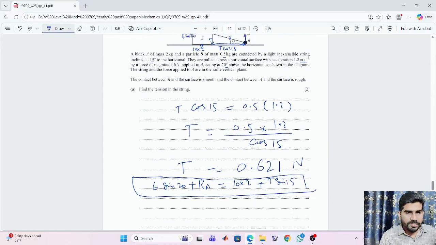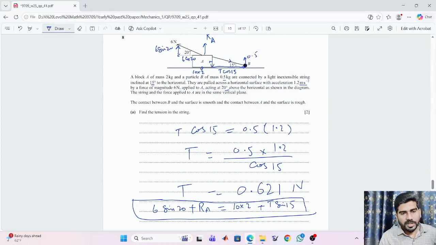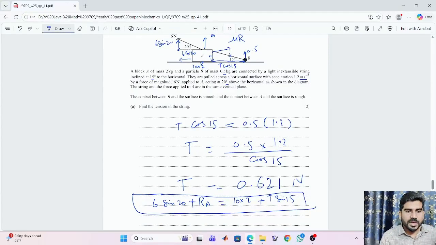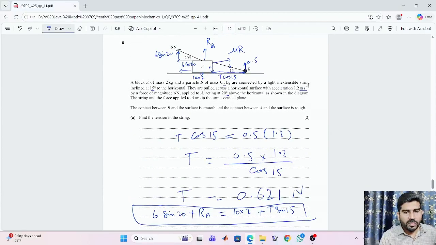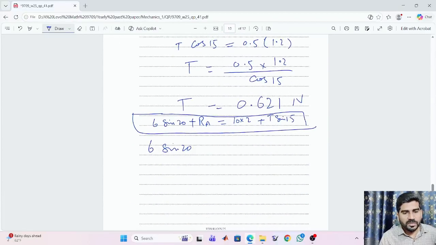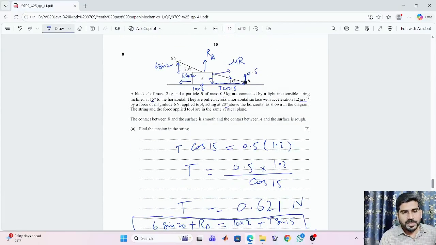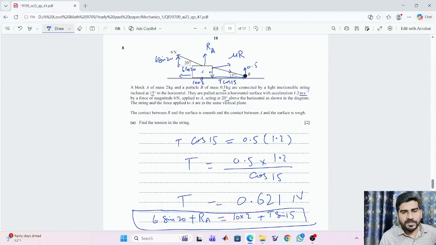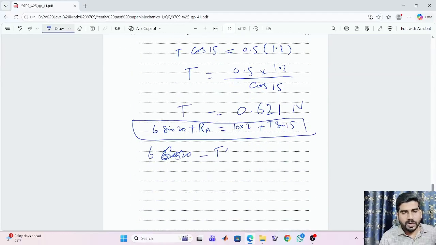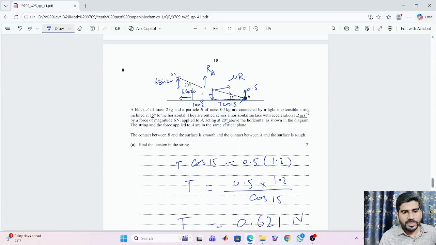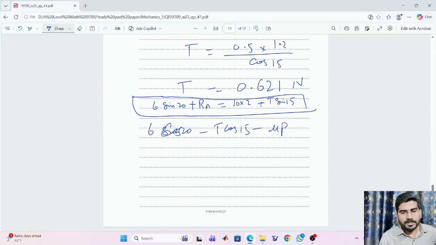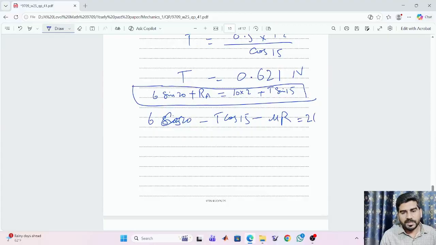Similarly, we can see the horizontal forces acting on this as well. 6 cos 20 is acting rightward, and T cos 15 is acting leftward. When this is moving in this direction, there is another force, mu R, acting backward. So the forces are 6 cos 20, then negative T cos 15, and minus the other force, mu R. Equals mass 2 times acceleration, and it's given that acceleration is 1.2.